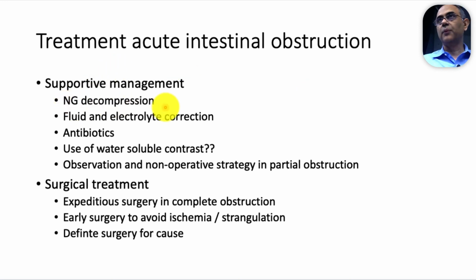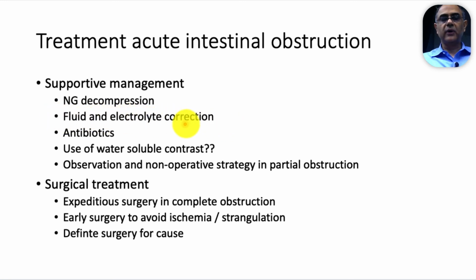Also, if we want to operate on that intestinal obstruction, this nasogastric decompression will help during anesthesia also. If the stomach is full, there will be a chance of aspiration. So that is why we always place a nasogastric tube whenever we are preparing a patient in emergency or in intestinal obstruction. Obviously, fluid and electrolyte correction is the most important, sodium and potassium, because the patient would be vomiting all the way. There will be loss of sodium and potassium.